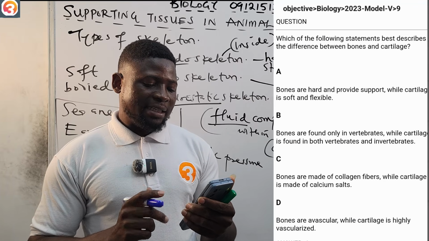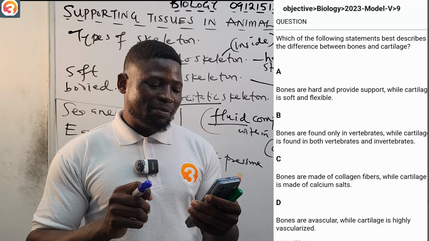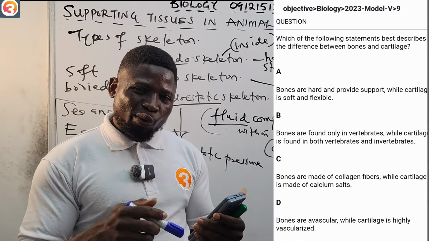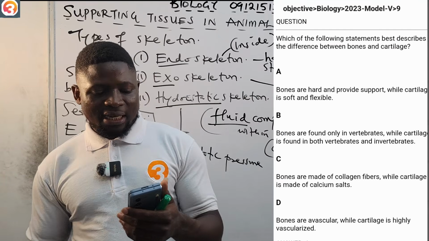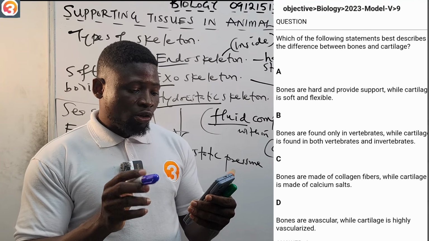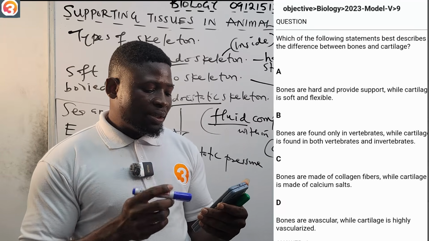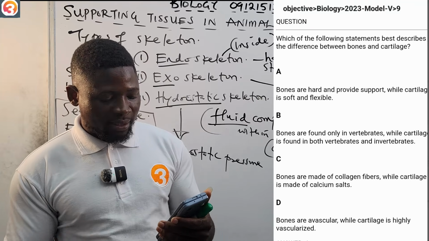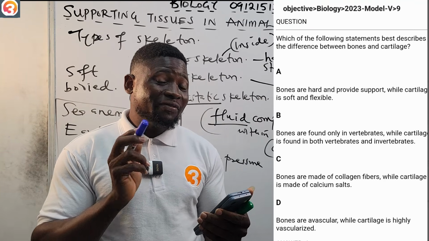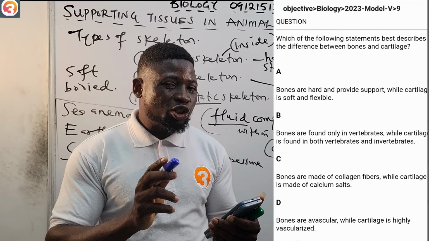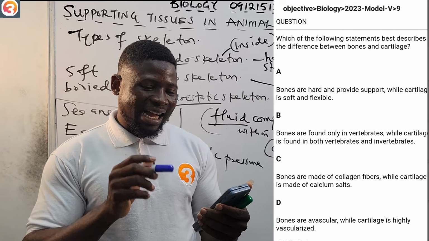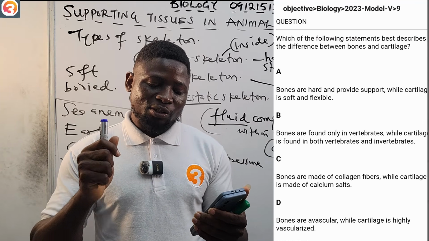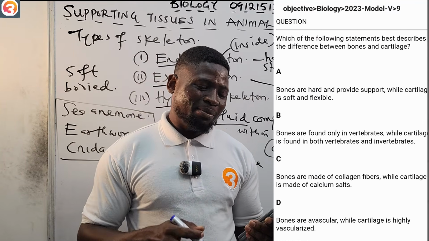2023 number 9 says, which of the following statements best describes the difference between bones and cartilages? We talk about bones, talk about cartilages. A says bones are hard and provide support, while cartilage is soft and flexible. B says bones are found only in vertebrates, while cartilage is found in both vertebrates and invertebrates. C says bones are made up of collagen fibers, while cartilage is made up of calcium salts. D says bones are avascular, while cartilage is highly vascularized. The answer is looking at you there. You can pick it and tell me the answer in the comment section.